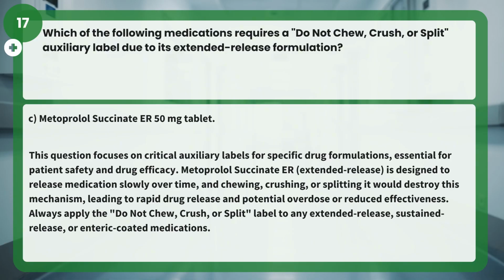Answer C. Metoprolol succinate ER 50 mg tablet. This question focuses on critical auxiliary labels for specific drug formulations, essential for patient safety and drug efficacy. Metoprolol succinate, or extended release, is designed to release medication slowly over time, and chewing, crushing, or splitting it would destroy this mechanism, leading to rapid drug release and potential overdose or reduced effectiveness. Always apply the do not chew, crush, or split label to any extended release, sustained release, or enteric-coated medications.